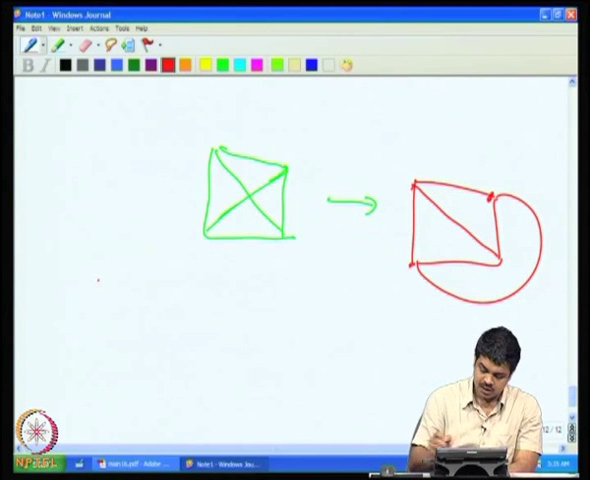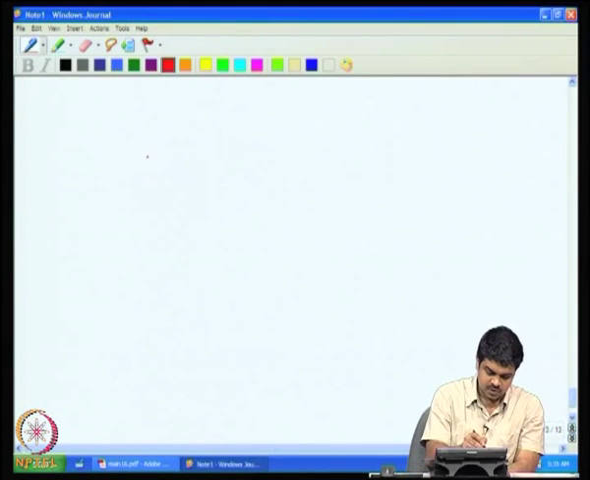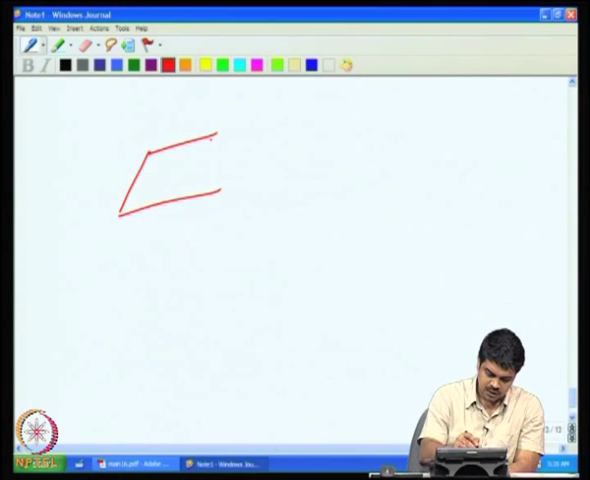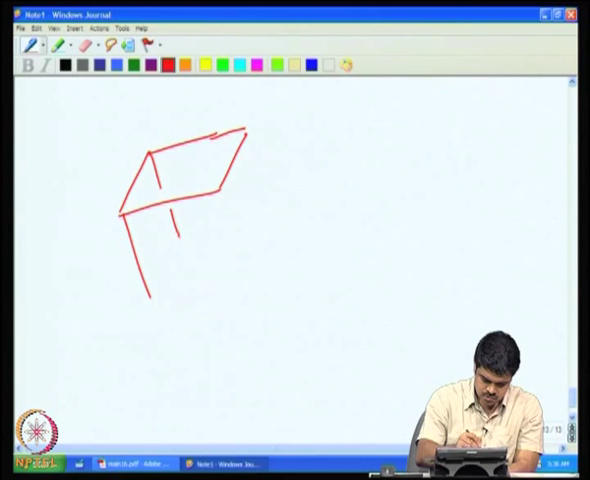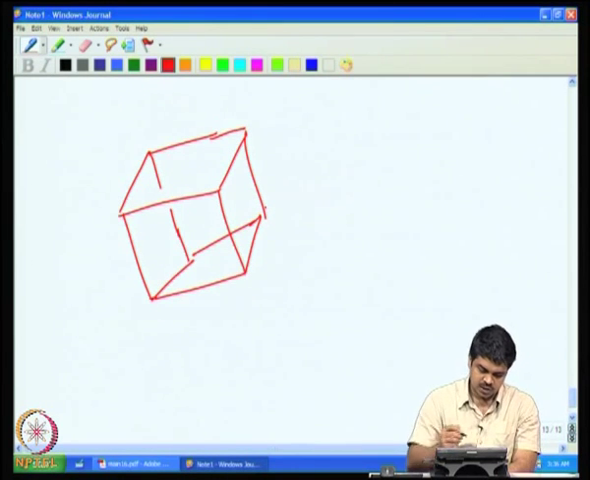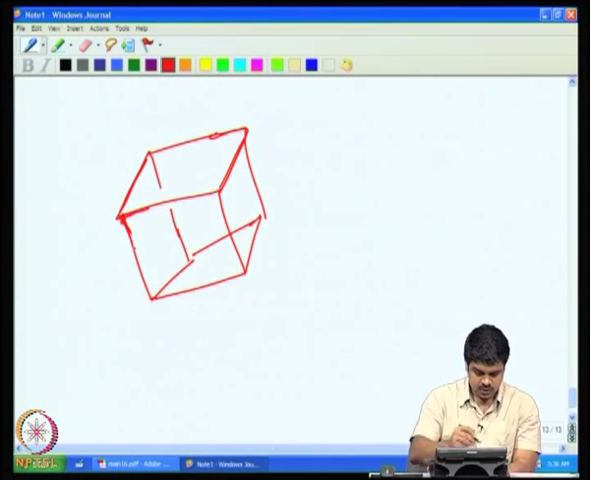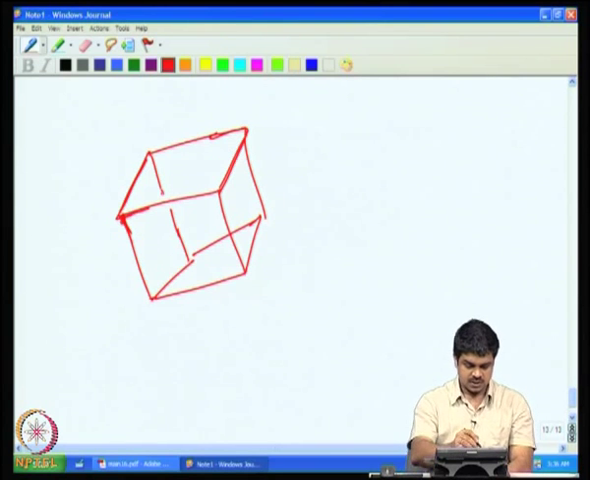So, for instance, what about this one? This is a typical non-planar looking figure, some kind of a cube, right. So, the structure, the edges of a cube is drawn here. So, is it possible to draw it on a plane? Is it a planar graph?